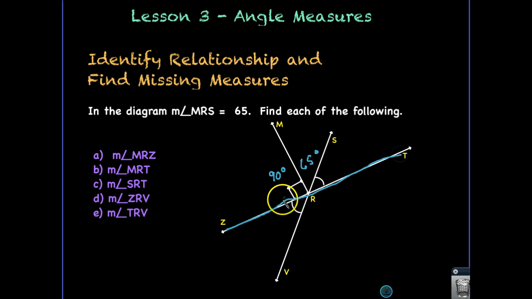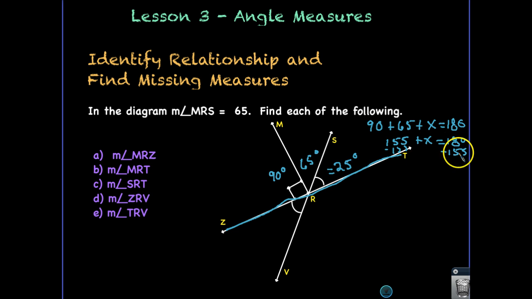So if that's a straight angle, then that means the 90 plus the 65 plus whatever this is should sum to be 180. So I can take 90 plus 65 plus some number x has to sum to be 180, and then I can figure this out. So 155 plus x is 180. If I subtract 155 from both sides, then x will give me 25. It looks like 25 degrees. That's right, right?